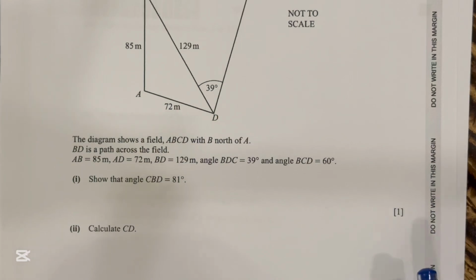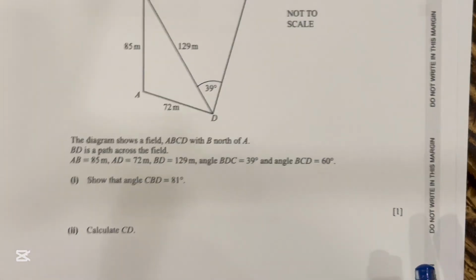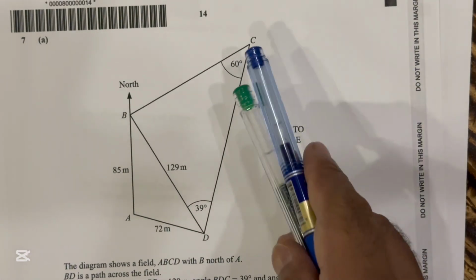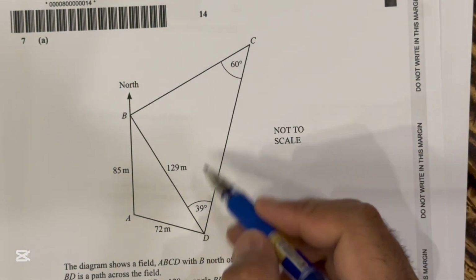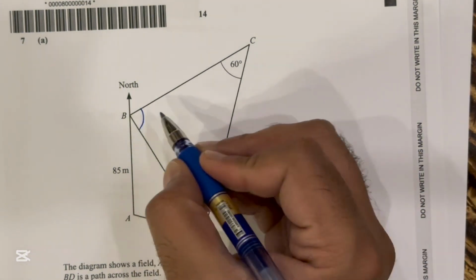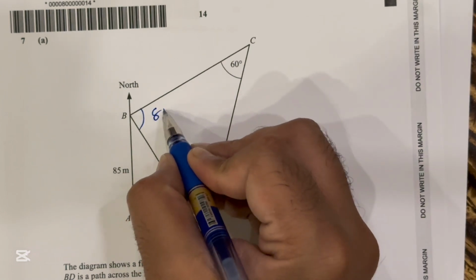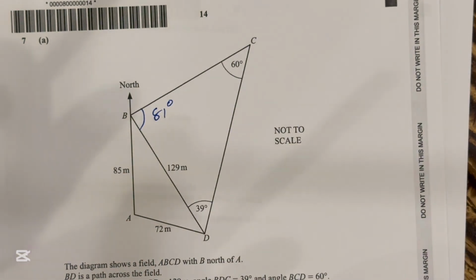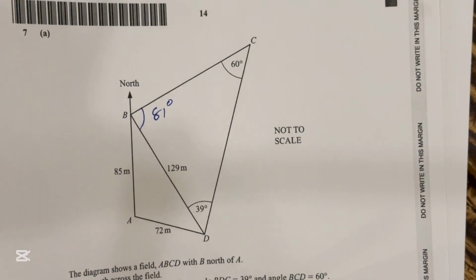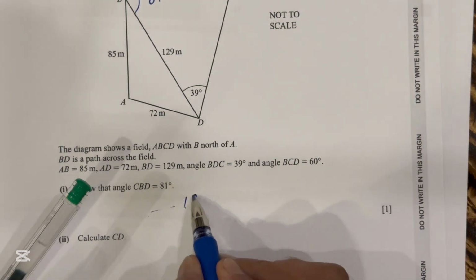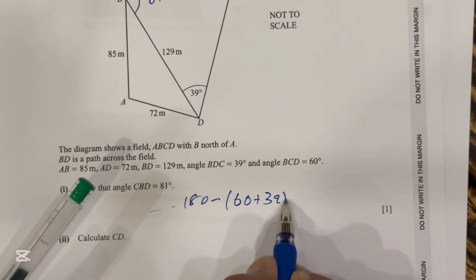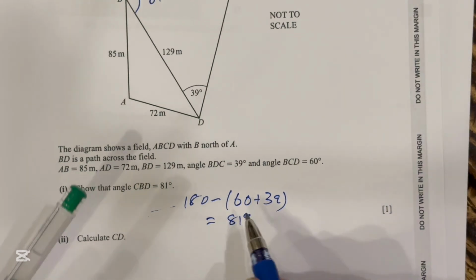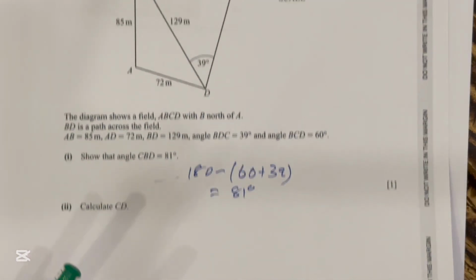So it was an easy question. You can see that CBD, what is CBD? This is CBD. Simply 60 plus 39 and subtract it from 180, you get the answer, that is equal to 81 degrees. So you can write, this is how we have shown, 180 minus (60 plus 39) is equal to 81 degrees. Okay, now next part is calculate CD.